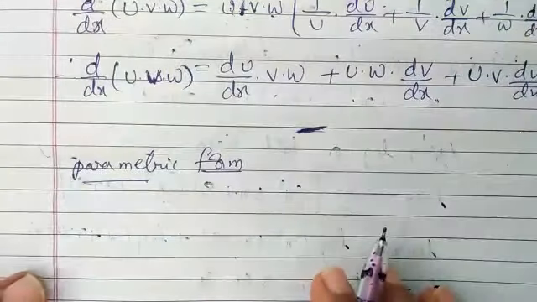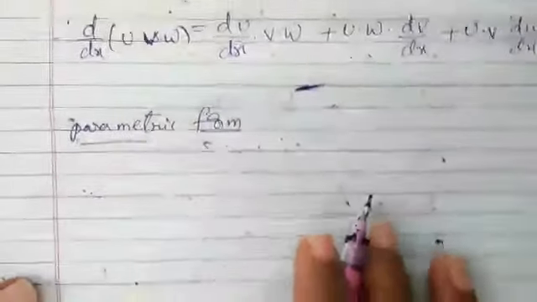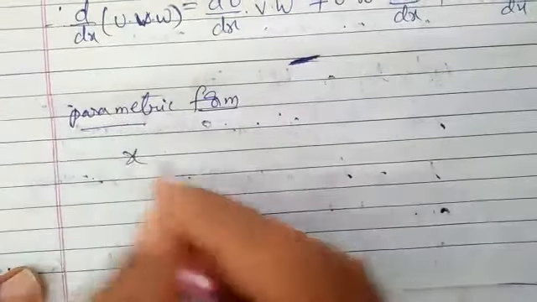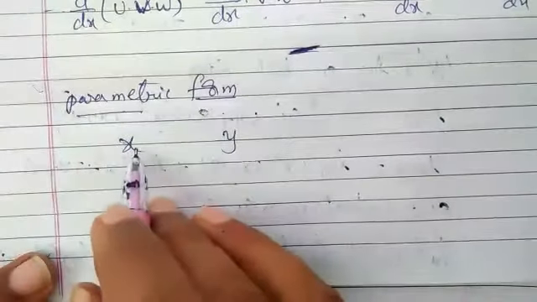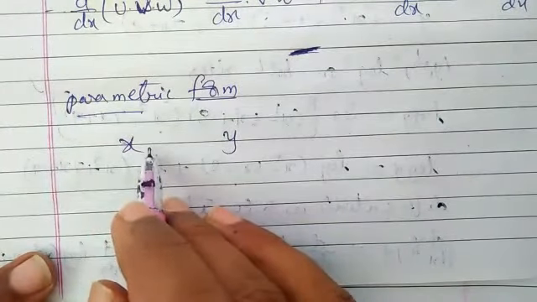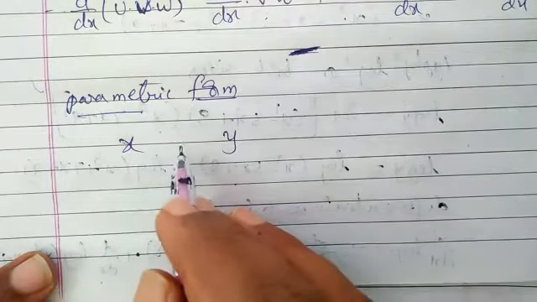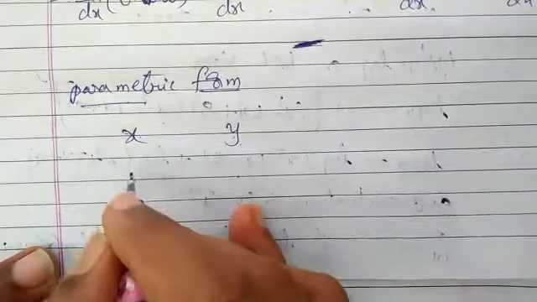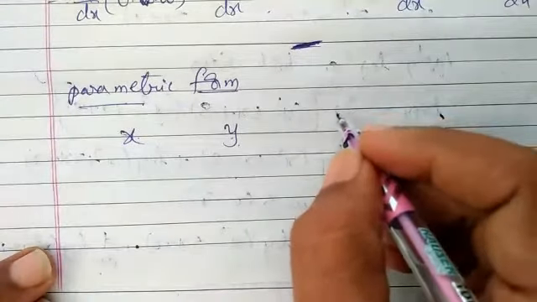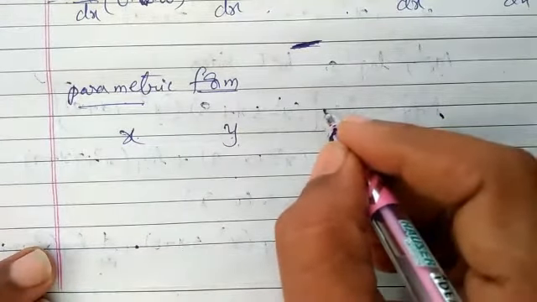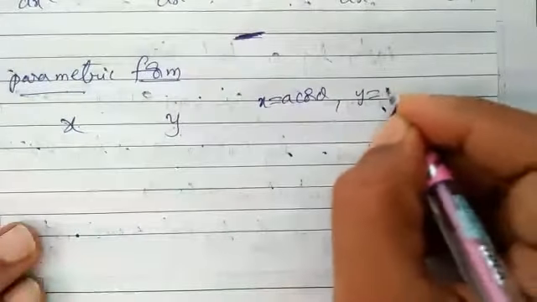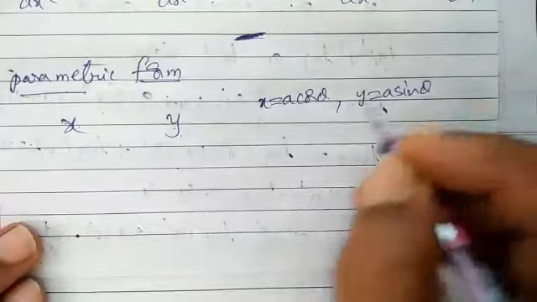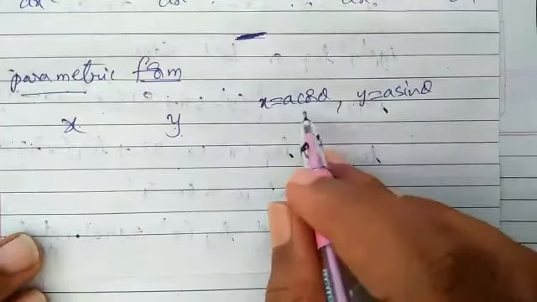Parameter means it is also one of the variables. Instead of our independent and dependent variables, we take another variable, and with that variable we assign values to these two variables. Just like you already know the parameters of a circle: x is equal to a cos theta, y is equal to a sin theta. Already you heard that one.